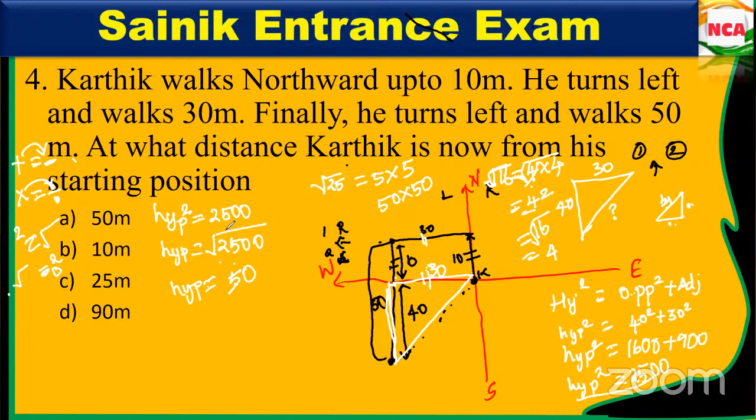Yes, tell me. What is the answer? 50, option A. So this is 50, it is not 70. 50 meters. So he is 50 meters from the starting point. Is it clear what I'm saying? So try to do the sum after the class. Based on this, I will try to give you problems.